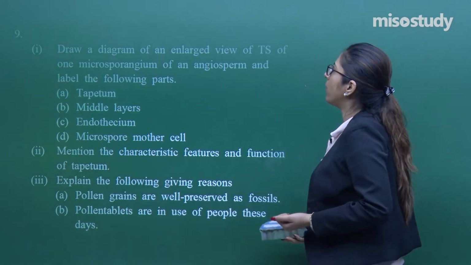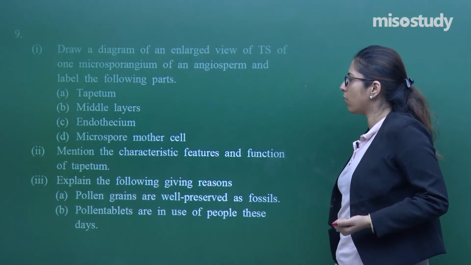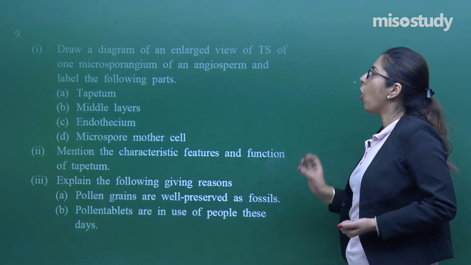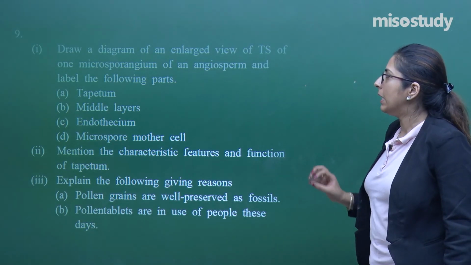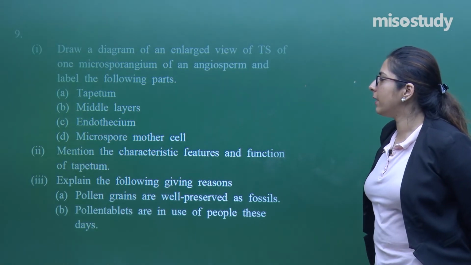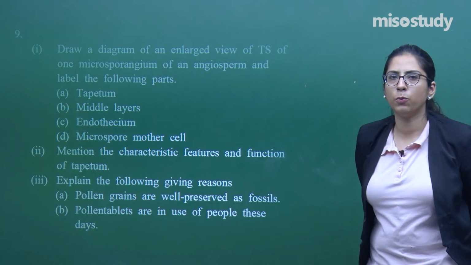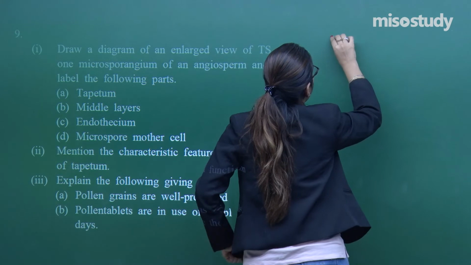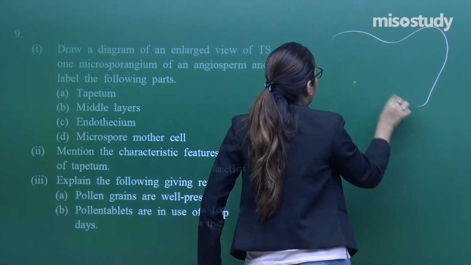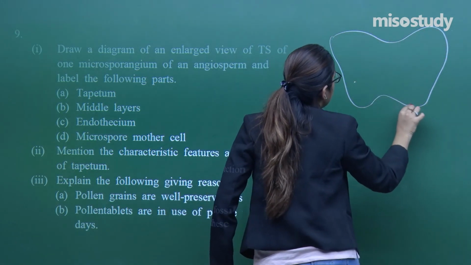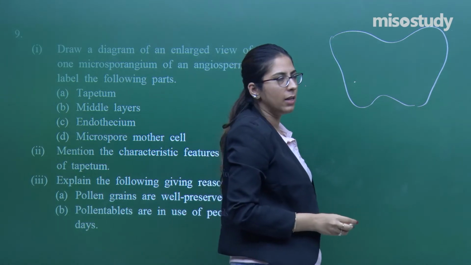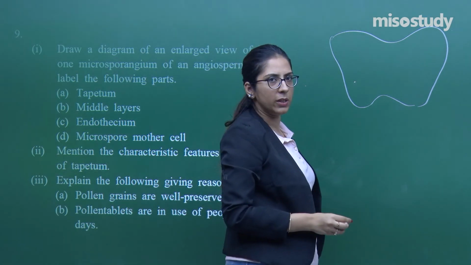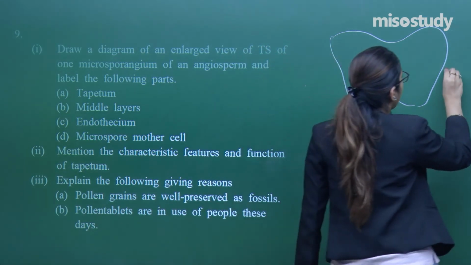Draw a diagram of an enlarged view of TS of one microsporangium of an angiosperm. Label the tapetum, middle layers, endothecium and the microspore mother cell. Now, hope you remember the diagram. That was a very easy diagram like this, right? You have to draw this one diagram as well as another diagram which I have drawn.